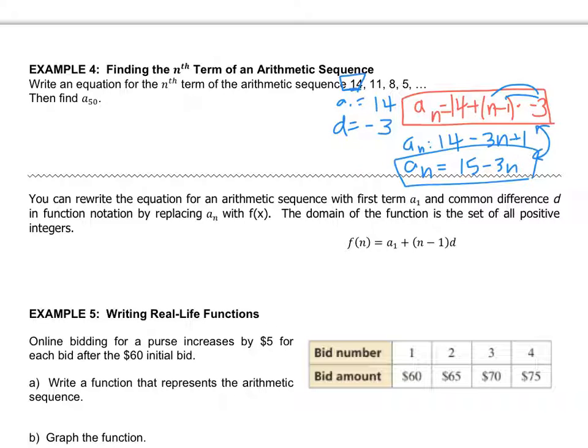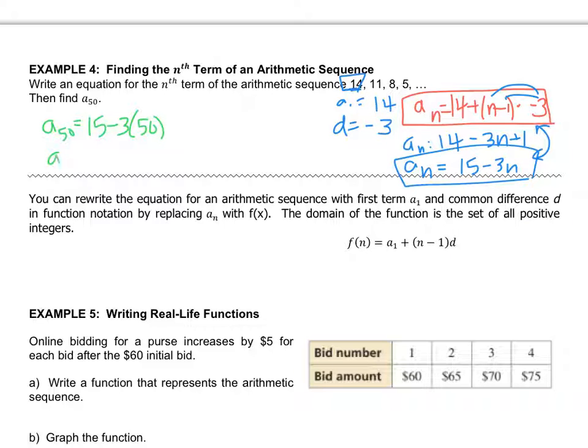All right, now we're going to take our formula, and let's just take our easier looking formula, this one right here, and let's use a sub 50. So instead of n, I now know that they want the 50th term. So a sub 50 is equal to 15 minus 3 times 50.